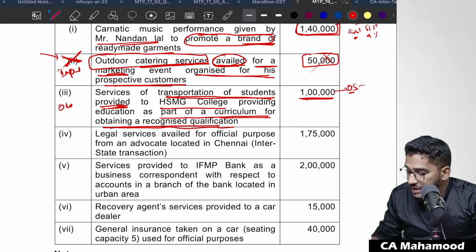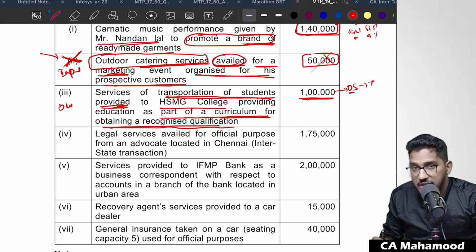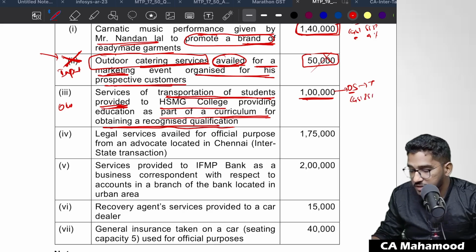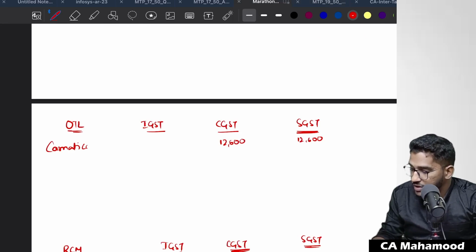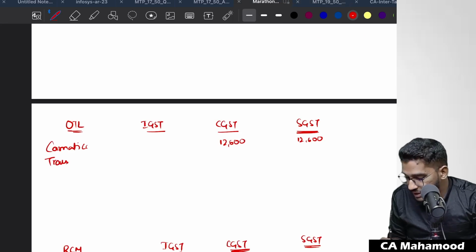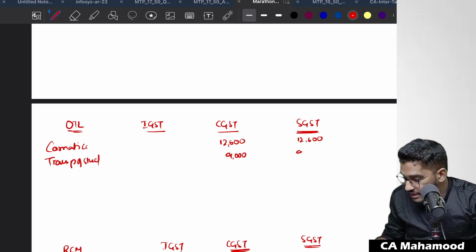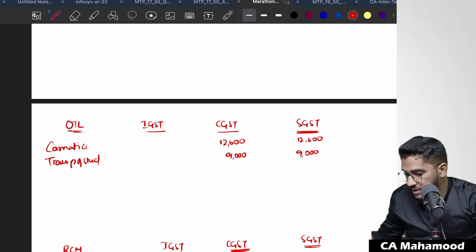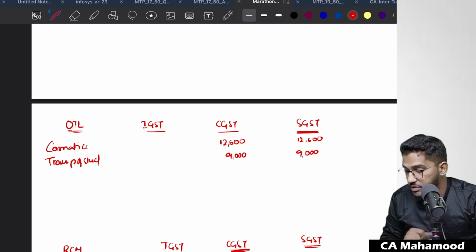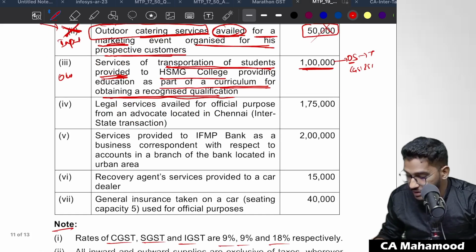It will be an outward supply. It will be taxable. Whether it is an interstate or intrastate, they did not mention anything specifically, so we have to assume it as an intrastate only. So CGST and SGST will come. On that transportation of students, CGST and SGST, 1 lakh at the rate of 9%, 9,000 rupees of CGST, 9,000 rupees of SGST is required to be paid. Okay, coming to the next point.